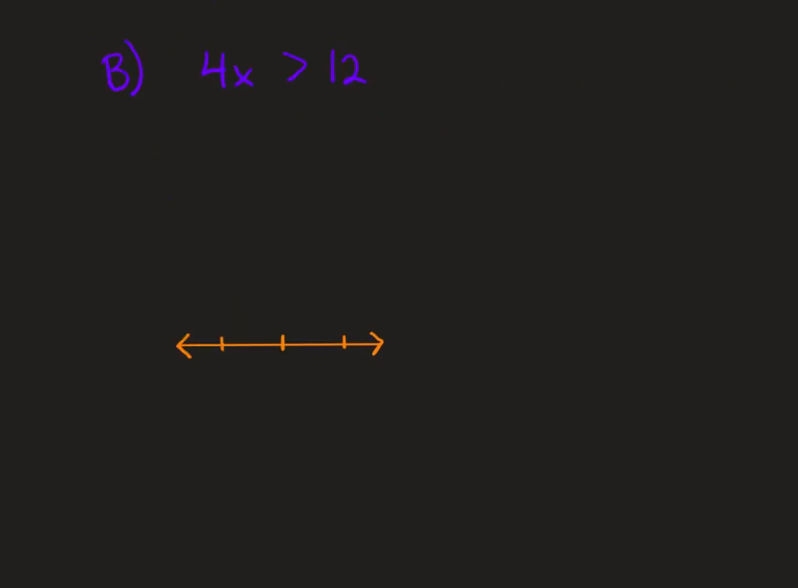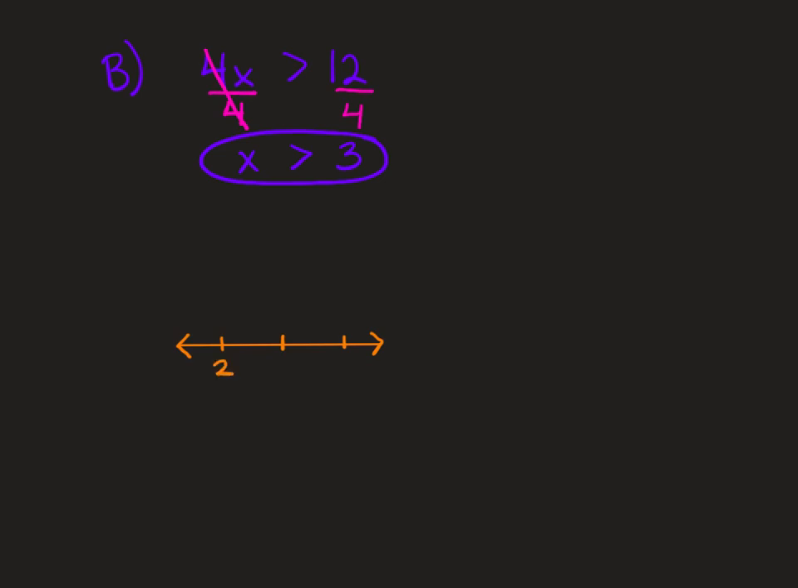B part, we have 4x is greater than 12. To undo 4 times x, we'll divide both sides by 4. 4x divided by 4 is just x. We get x on the left side. 12 divided by 4 is 3 on the right side. And we divided both sides by a positive, so there's no change. We keep the symbol the same, and we get x is greater than 3.